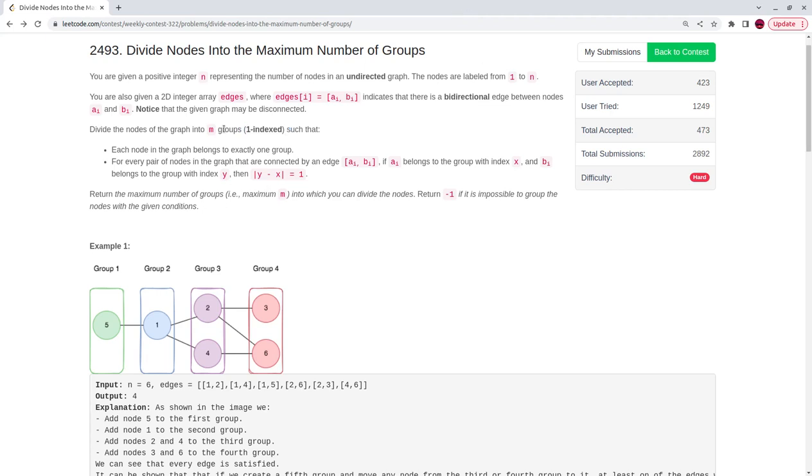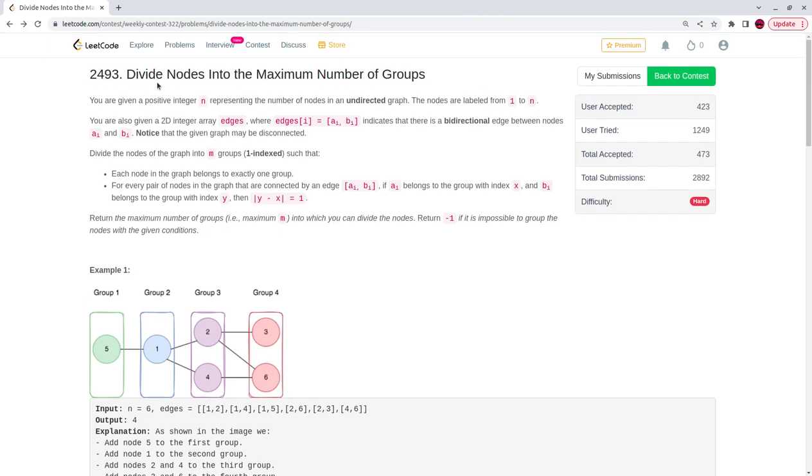Hi, this is a LeetCode question: Divide Nodes into the Maximum Number of Groups. This is the last question of Weekly Contest 322.